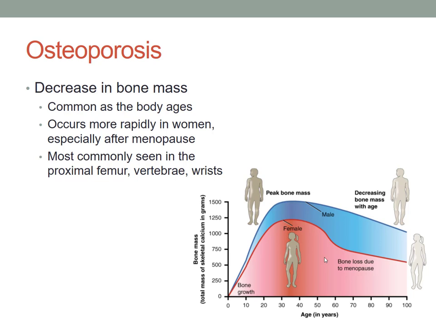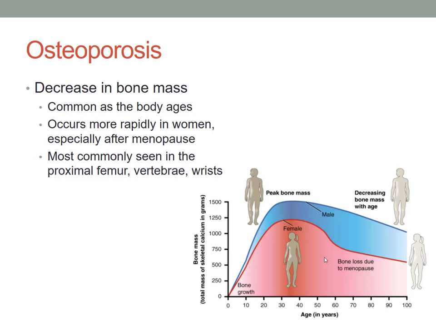If you look at this diagram, you will see that between age 50 and 60, which is when many women hit menopause, bone density significantly decreases. With men, it's a slower curve, not quite as steep. So this bone loss occurs more rapidly in women, especially after menopause.